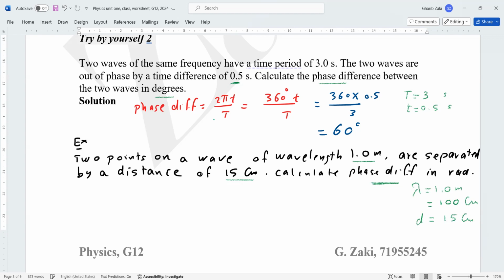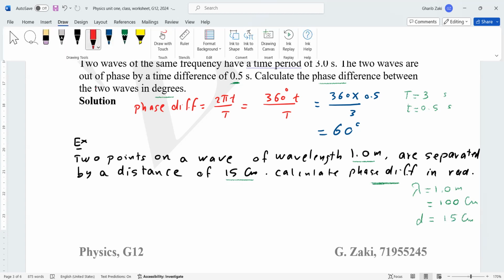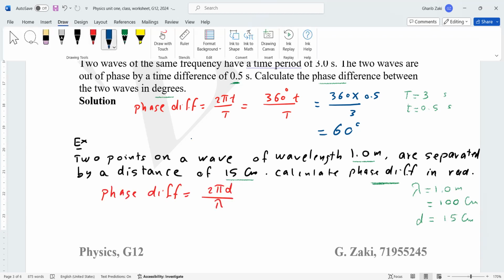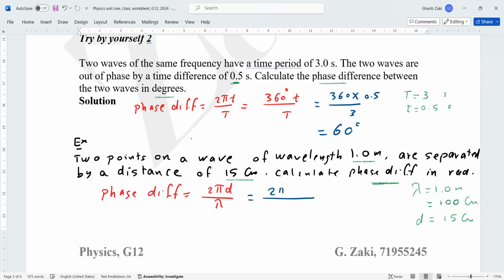What do we need? We need the phase difference. Now, the phase difference equals 2 pi d over lambda. We continue. So it equals 2 pi multiplied by d, which is 15 centimeters, over the wavelength, which is 100. When you use the calculator, it becomes 3 pi over 10. So this is the phase difference in radians.